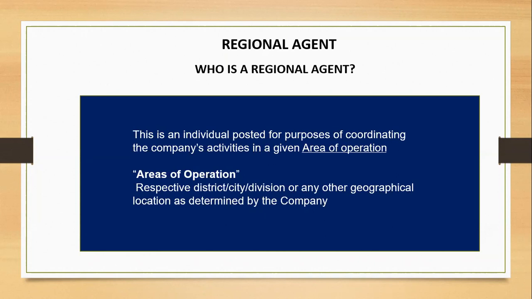Okay, all right. So we're going to talk about the regional agent: who is a regional agent, and all that you need to know about regional agency. First of all, a regional agent is an individual posted for purposes of coordinating the company's activities in a given area of operation. Areas of operation are the respective district, division, or any other geographical location as determined by the company. Sometimes we consider population and economic activities.